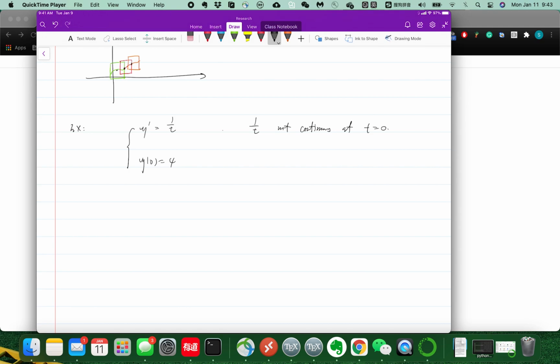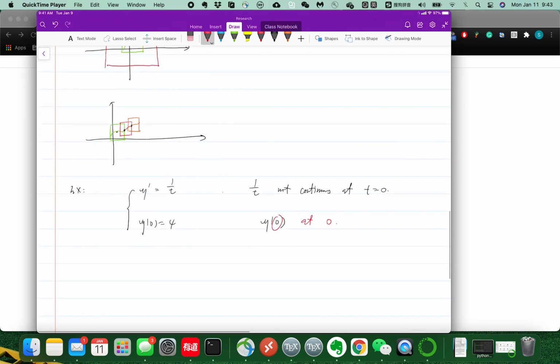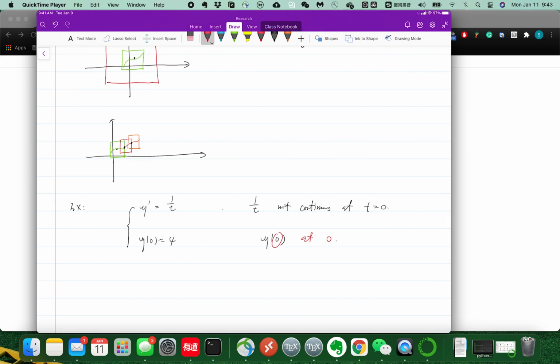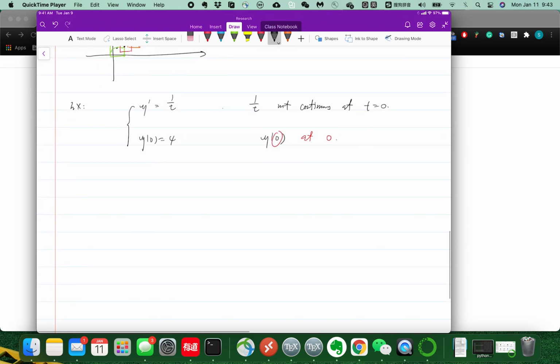Sadly, your initial condition was given at y(0), which is at t equals 0. Therefore, there's no rectangle such that my function is continuous while your initial condition is inside it. Where your initial condition is, my function is not continuous, so there is no guarantee that a solution exists. If you fail the existence theorem, it doesn't mean that you don't have a solution. It's just that your solution is not guaranteed. Then you need to do some additional work to make sure of it.